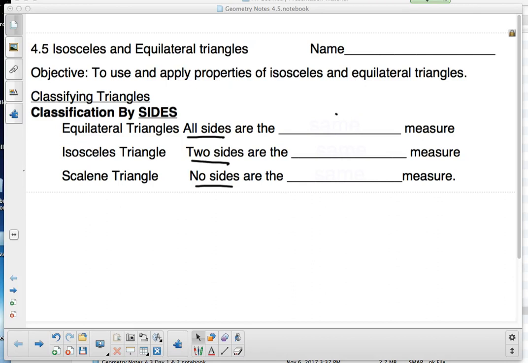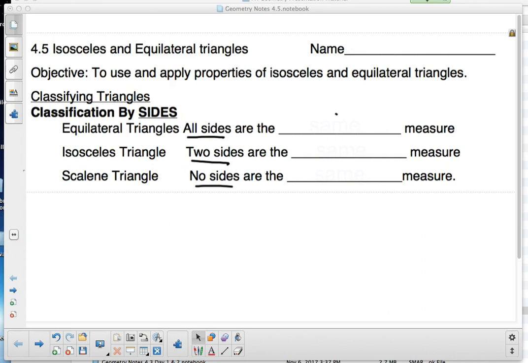Okay, we've got Geometry 4.5, isosceles and equilateral triangles. The objective is to use and apply properties of isosceles and equilateral triangles. We're going to classify triangles by sides and by angles. We're also going to look at right triangles and isosceles triangles and their properties as well.